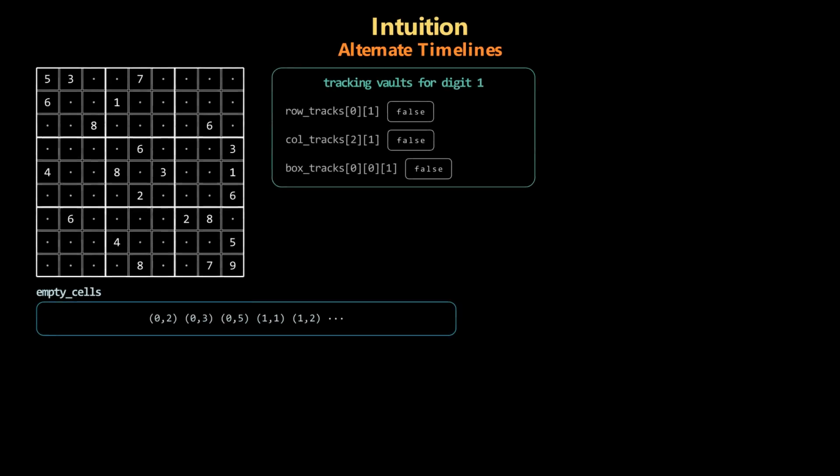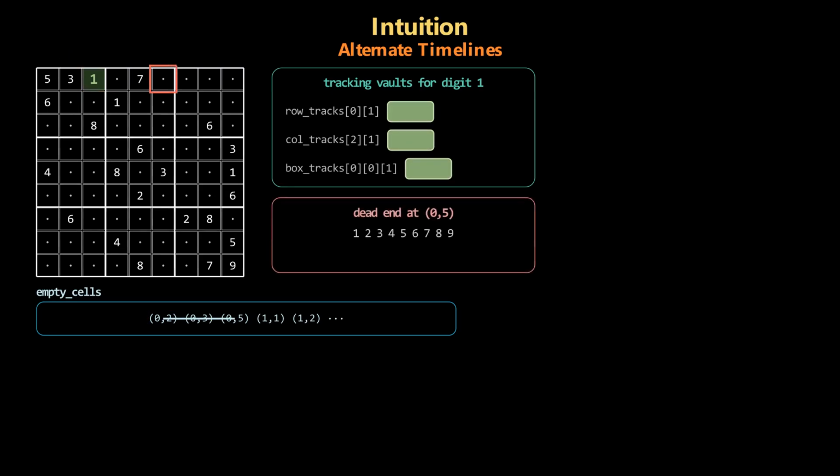Now we let our depth-first search engine run down the empty cell timeline. At our first slot, we try digits 1 through 9. If a digit passes our quick tracker check, we place it on the board and immediately flag it as active in our vaults. But what happens if our guess causes a catastrophic deadlock 10 steps down the line, leaving a future cell completely unsolvable? This is where backtracking shines. Our recursion cleanly bubbles back up to our original cell. We perform a precise time travel undo: we erase our bad guess, flip its flags back to false in our tracking vaults, and seamlessly try the next candidate digit.